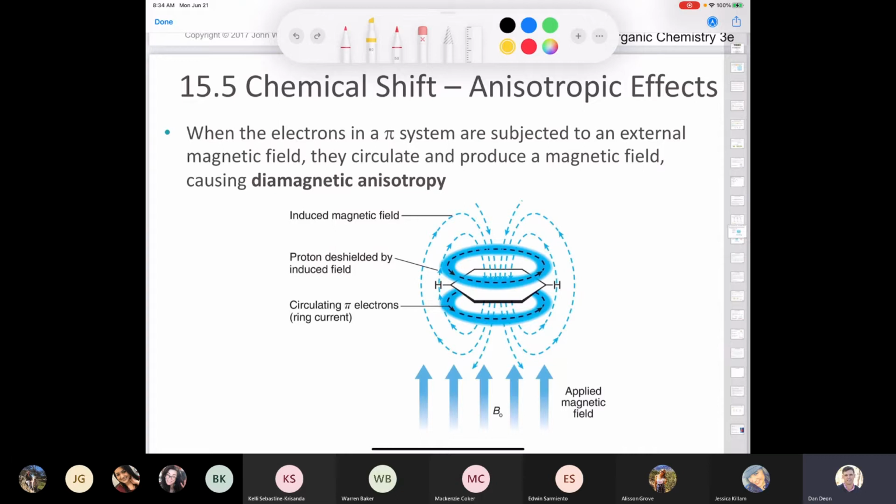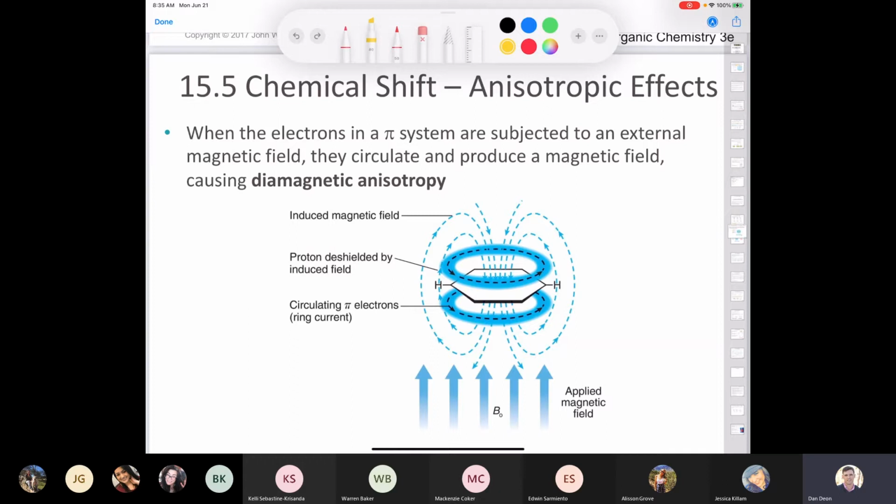We said the type of atom that's next to a proton, the number of atoms, the proximity, and functional groups, whether it's an alcohol, an ester, or a carbonyl-containing functional group like an aldehyde, ketone, amide, ester, whatever. Well, here's another factor that can affect a chemical shift, and it's called an anisotropic effect, however you want to say it.